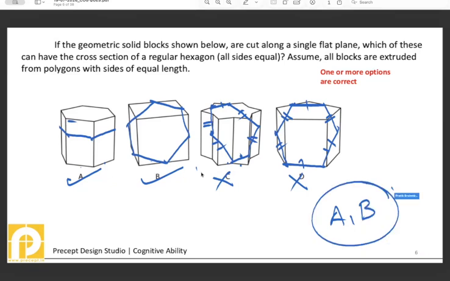In this case, if we were given that we need a hexagon, forget a regular hexagon, we need a cross section of a hexagon, then all four options were true. Okay, we'll move to the next one.